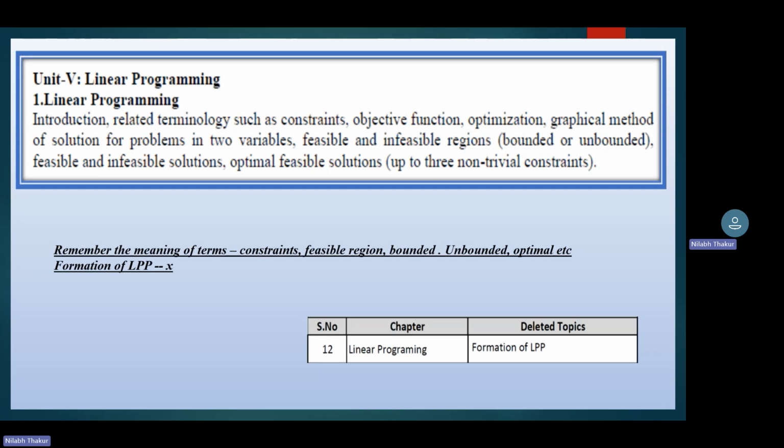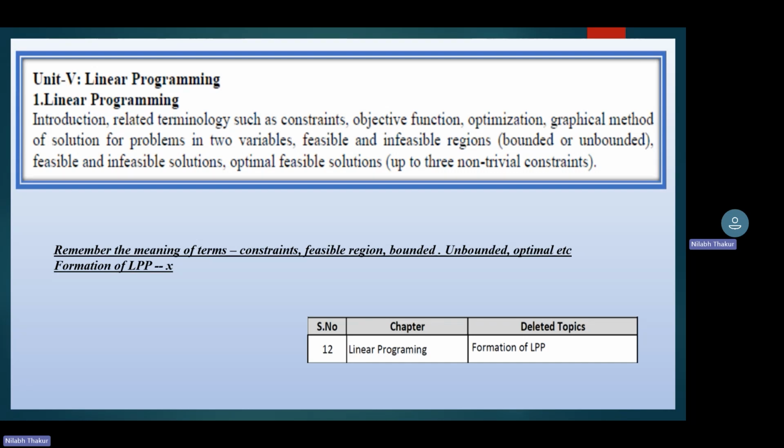Okay, in linear programming, you must read the meaning of terms like constraints, feasible region, bounded, unbounded region, optimal, because in MCQs, though you will not find such questions in the published sample paper, if you have seen the CBSE released paper or the papers of last year of different regions, then you might have seen questions that check whether you know the meaning of those words: constraints, feasible region, bounded and unbounded, what is the optimal function.